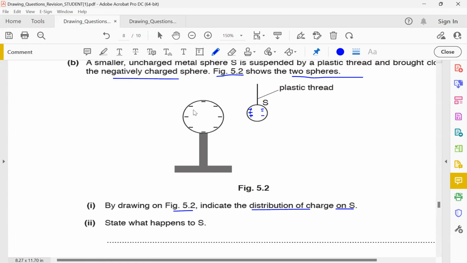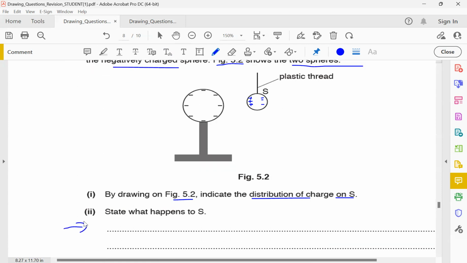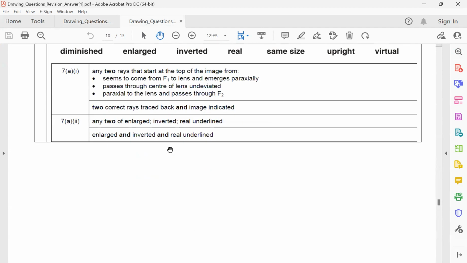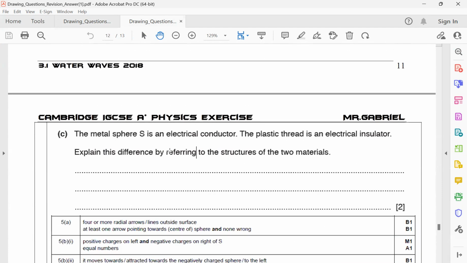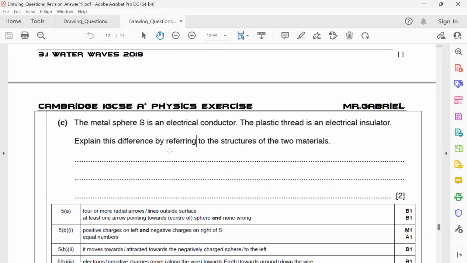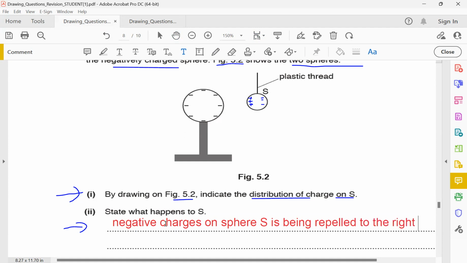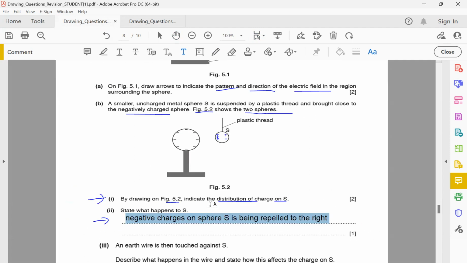Okay. Then after that, state what happens to S. Again, this question is a bit weird. This and this, I think, is the same thing. But let's see. They're going to say that the negative charges on sphere S are being repelled to the right. Yeah, I don't know why they have this. I think they're running out of questions here.